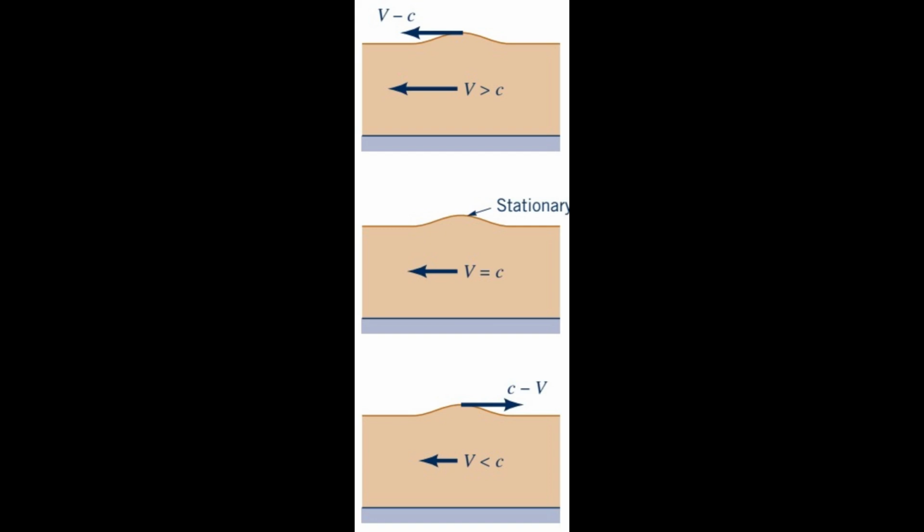These are the three regimes classified by the Froude number values, and I will be explaining them one by one. Now, if the Froude number is less than 1, it is called a subcritical flow. Here, the flow velocity is less than the wave speed. The wave can travel upstream.